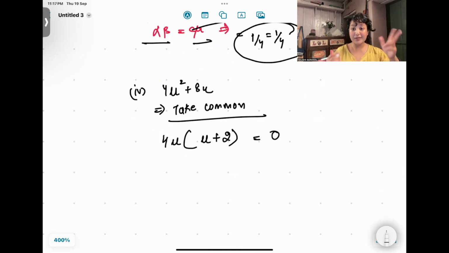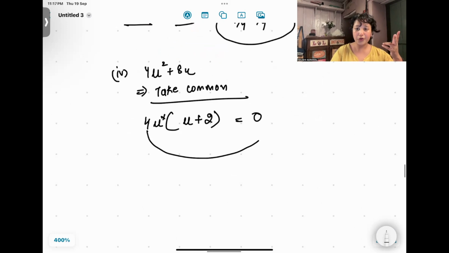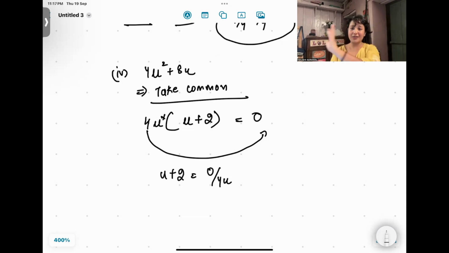In the first case, since it's multiplied, I'll transfer 4u to the other side. So u plus 2 is there, and 0 divided by 4u. It's getting multiplied, so on the other side it will be divided. If something is getting divided, my answer is 0. We know that. So u plus 2 equals 0, and u should be equals to minus 2. This is how we're going to solve it. So this is my alpha.